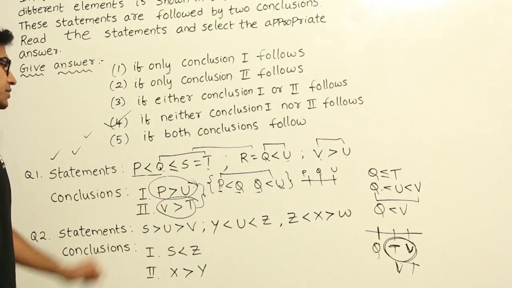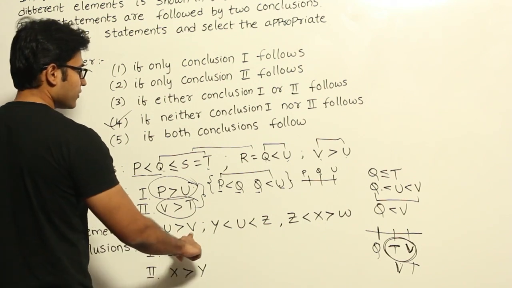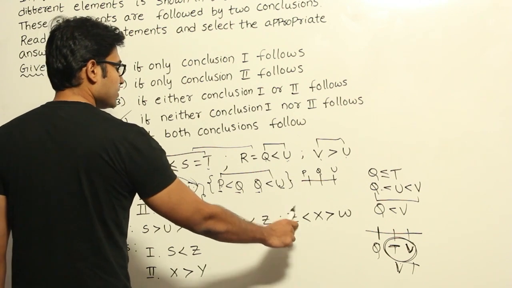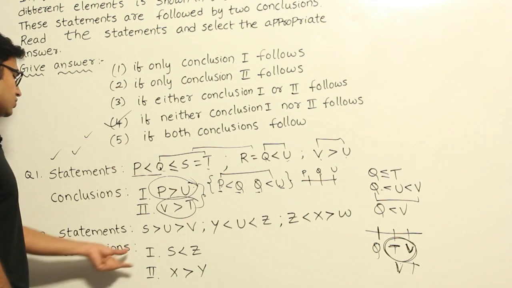Now let's look at the second statement. Second question. The statements are S > U > V, Y < U < Z, and Z < X > W. So these three statements are given and these two conclusions are given.